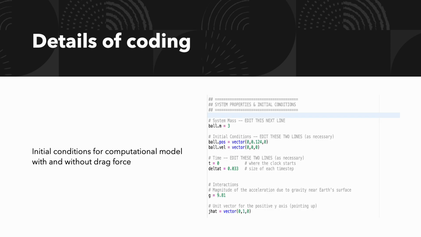This is my VPython code. These are the initial conditions for the computational model with and without drag force. The mass of the paper ball is 3 grams. The position of the paper ball is 0.124 on the y-axis. Velocity is 0 as the paper ball is being dropped from rest, and time starts from 0, and delta t is 0.033, which is the time step I got from Tracker. g is 9.81, and of course j hat is (0, 1, 0).